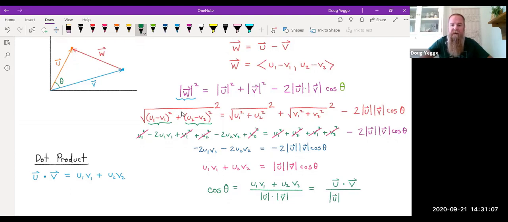Now we can say here times the magnitude of v, because notice that these two quantities are magnitudes and I'm able to multiply real numbers. So in the bottom, this is in fact multiplication.